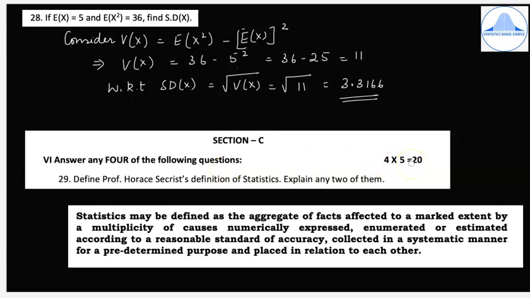Moving on to section C, fourth main, answer any 4 of the following questions. 4 into 5 is equal to 20. 29th question. Define Professor Horace Secrist's definition of statistics. Explain any 2 of them. So, statistics may be defined as an aggregate of facts affected to a marked extent by a multiplicity of causes, numerically expressed, enumerated, or estimated according to a reasonable standard of accuracy, collected in a systematic manner for a predetermined purpose and placed in relation to each other. So, the definition should be written as given, and you cannot write it in your own words. So, please keep this in mind.